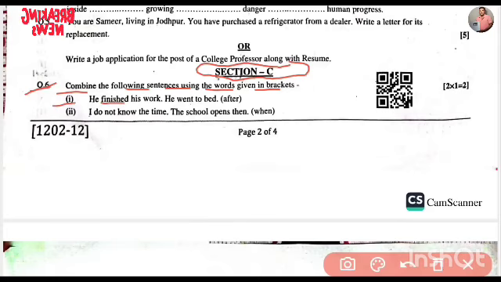The first question is, he finished his work, he went to bed. You have to use "after" in this. The second is, I do not know the time the school opens then. You have to use "when".